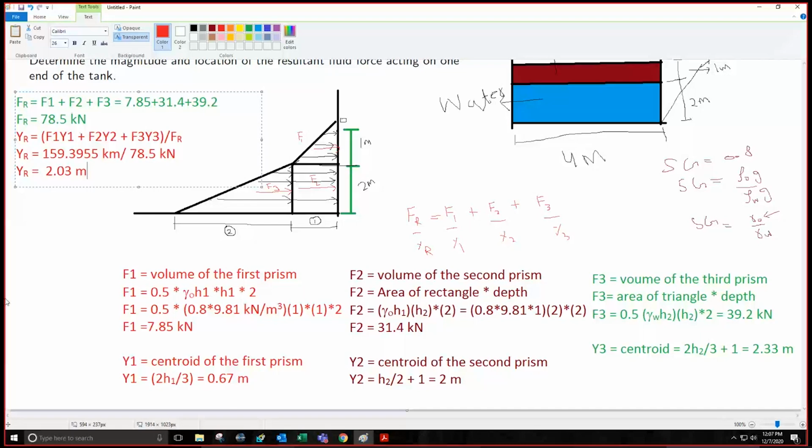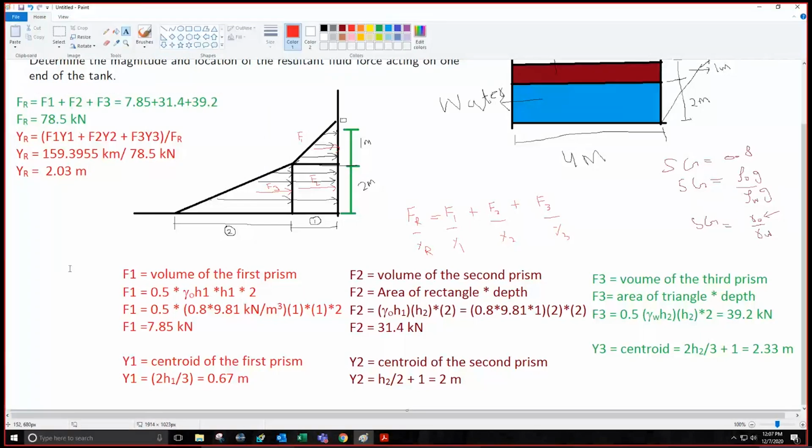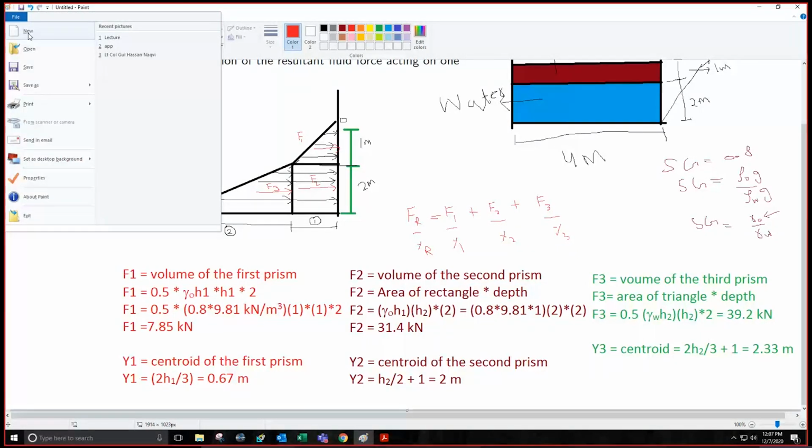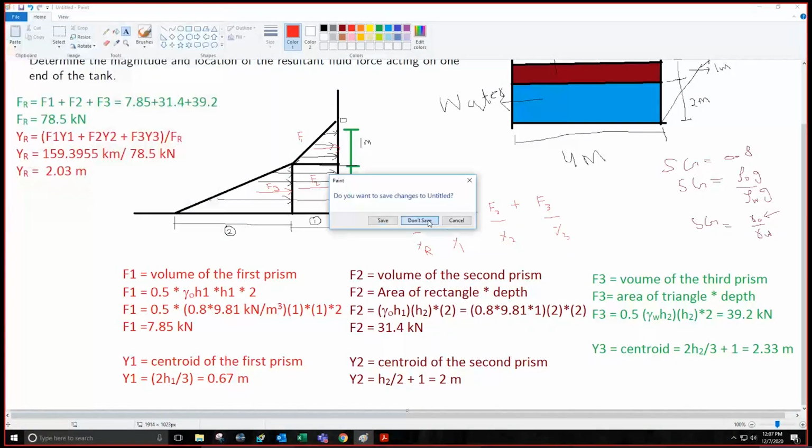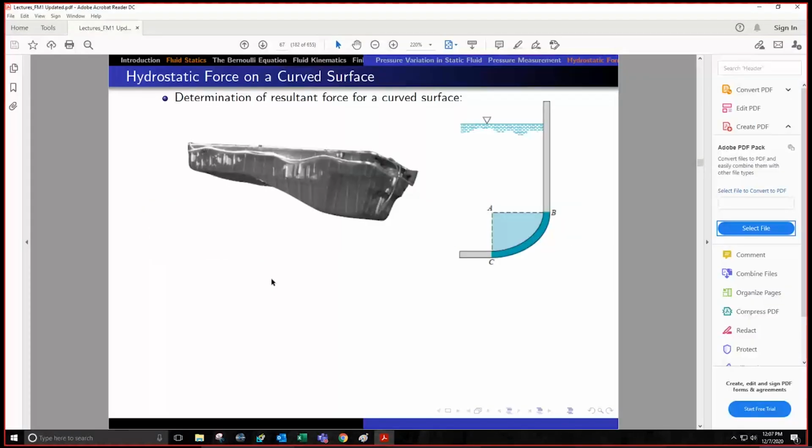Yes, sir. Any question in this problem? कोई चीज समझ ना आई हो? I believe that it's clear. ठीक है. So we move on to the next topic, which is hydrostatic force on a curved surface.